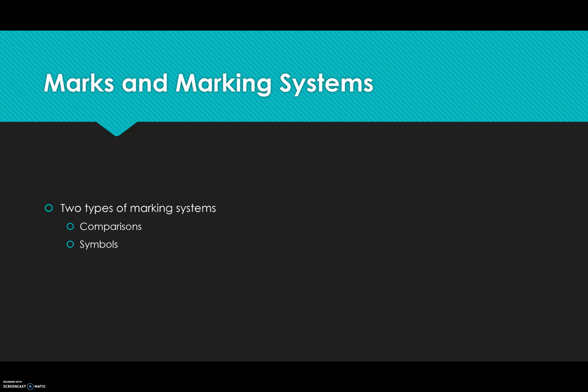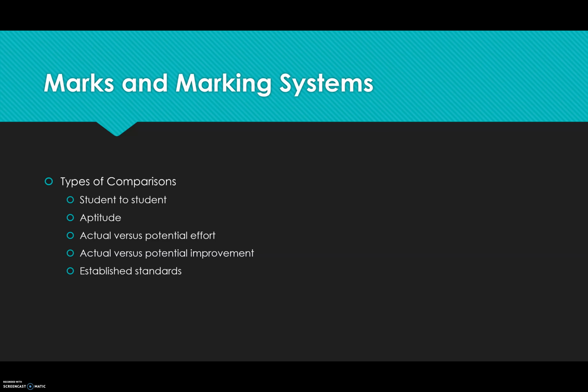In typical schools, there are two major types of marking systems that are being used: types of comparisons and types of symbols. Although most teachers do not have any say in the symbols used for marks, such as A through F or O, S, or U, they can oftentimes control who gets the A or B. That is because marks are based on comparisons. Some examples of these comparisons are student to student, aptitude, actual versus potential effort, actual versus potential improvement, and established standards. There are advantages and limitations for each type of comparison.